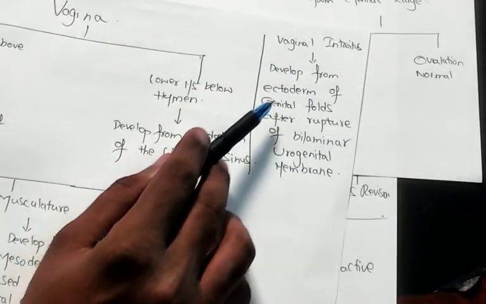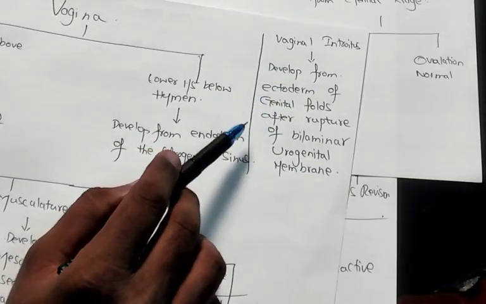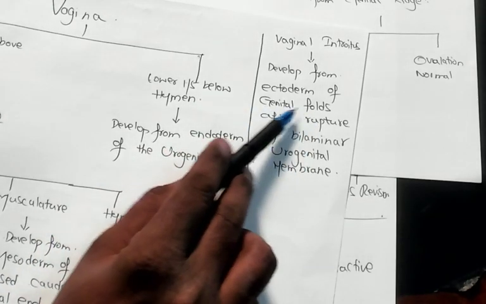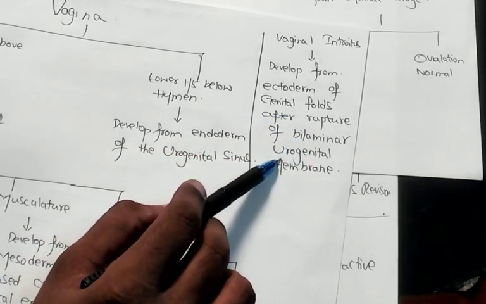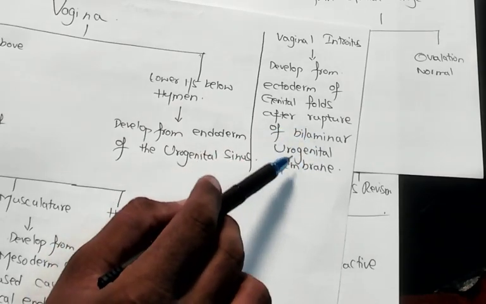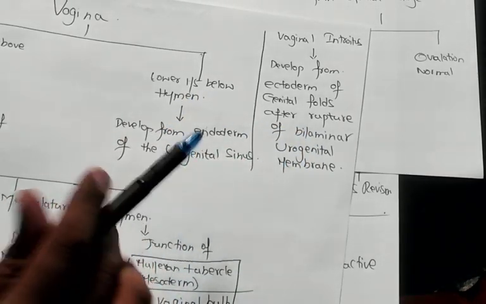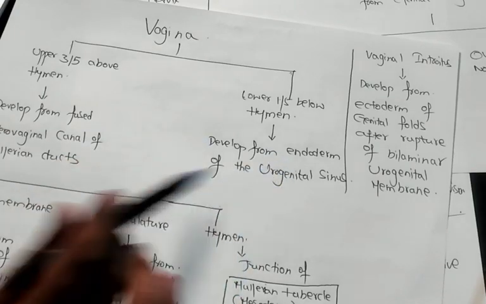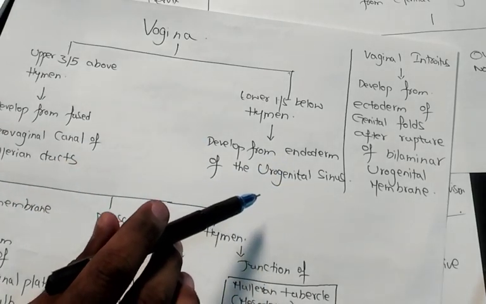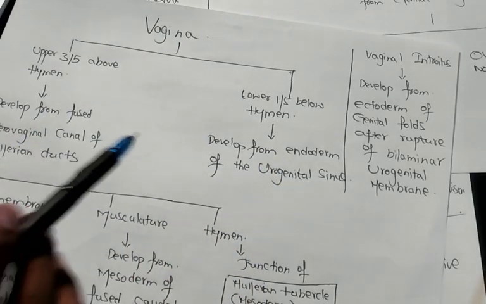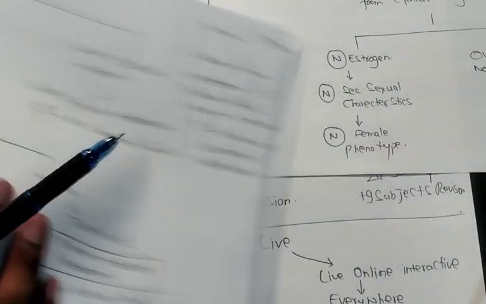Now, doctor, vaginal introitus. The vaginal introitus is developed from the ectoderm of the genital folds after the rupture of the urogenital membrane, bilaminar urogenital membrane. So, one of these is a favorite MCQ, doctor. Embryology of vagina is a favorite area. Now you have become experts.